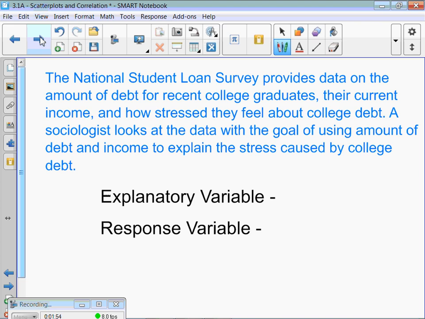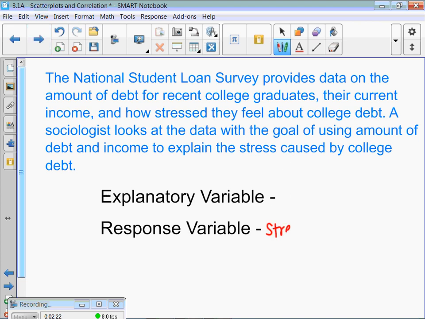Okay. So another example, we'll see if we can get this one for response and explanatory. The National Student Loan Survey provides data on the amount of debt for recent college graduates, their current income, and how stressed they feel about college debt. A sociologist looks at the data with the goal of using amount of debt and income to explain the stress caused by college debt. So what would you guys say is the response variable?